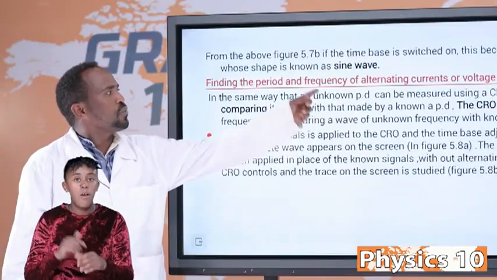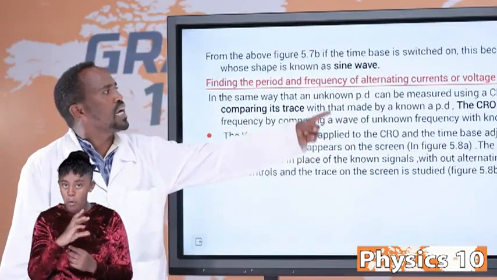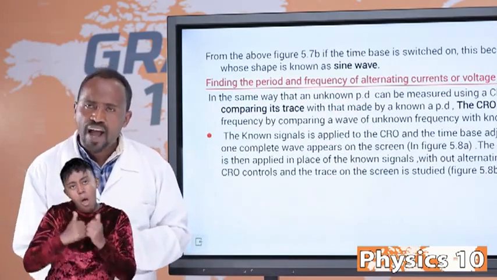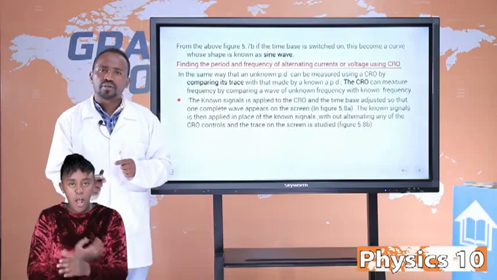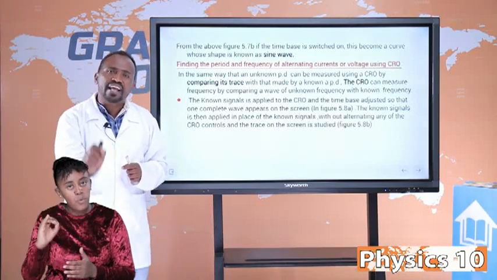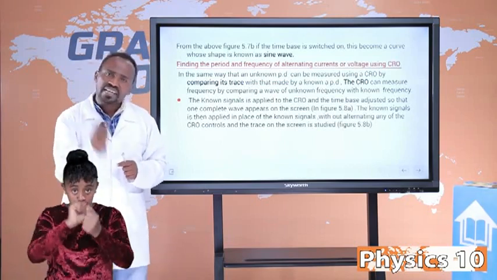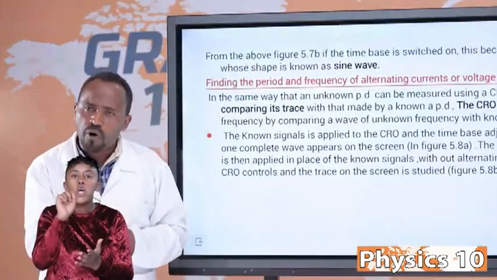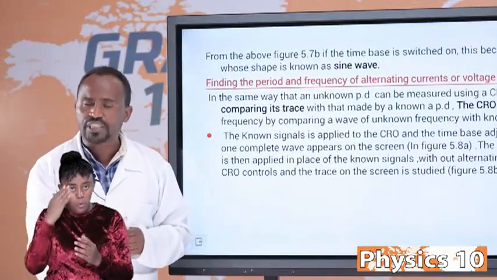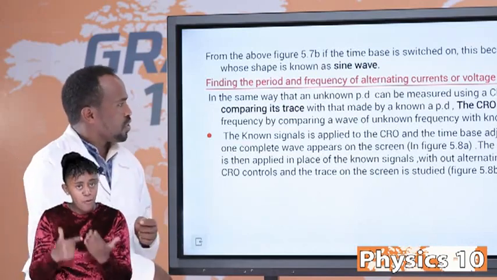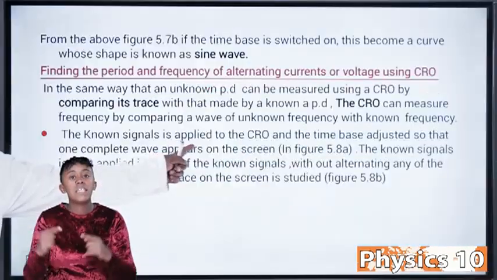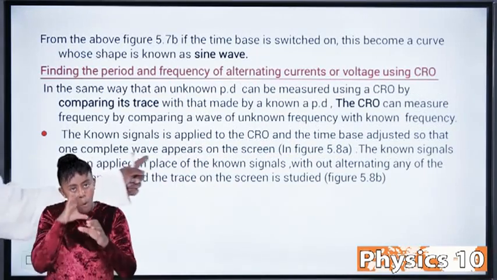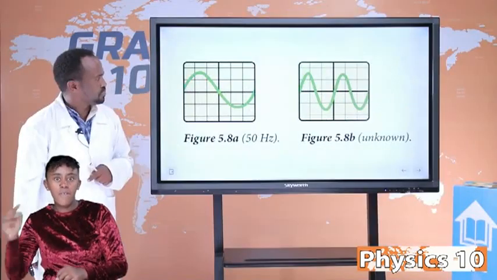Finding the period and frequency of alternating current or voltage using a cathode ray oscilloscope. Students, we learned how to find the unknown potential by knowing the deflection of the spot. Like that, we can find the frequency by knowing the deflection of the spot. Therefore, a signal is applied to the cathode ray oscilloscope and the time base is adjusted so that one complete wave appears on the screen. Let us see the diagram.